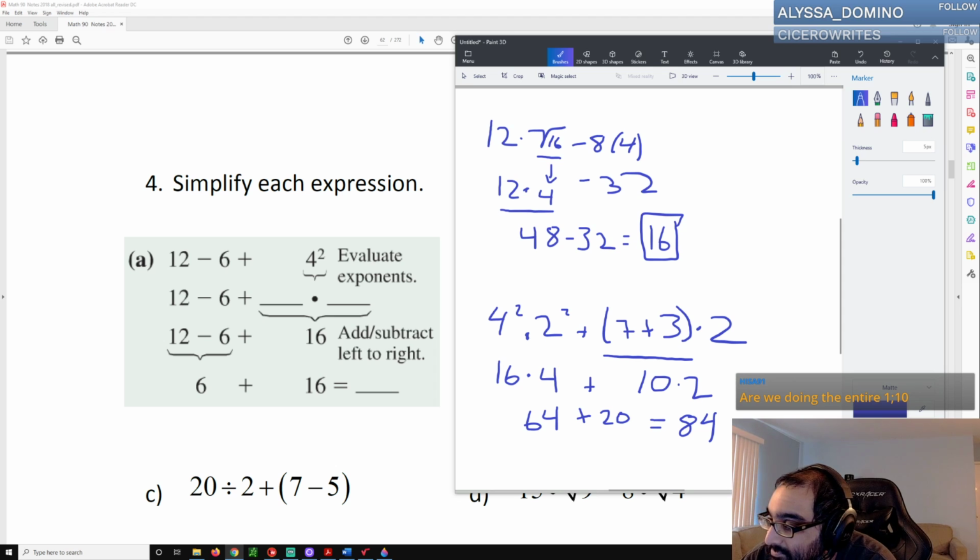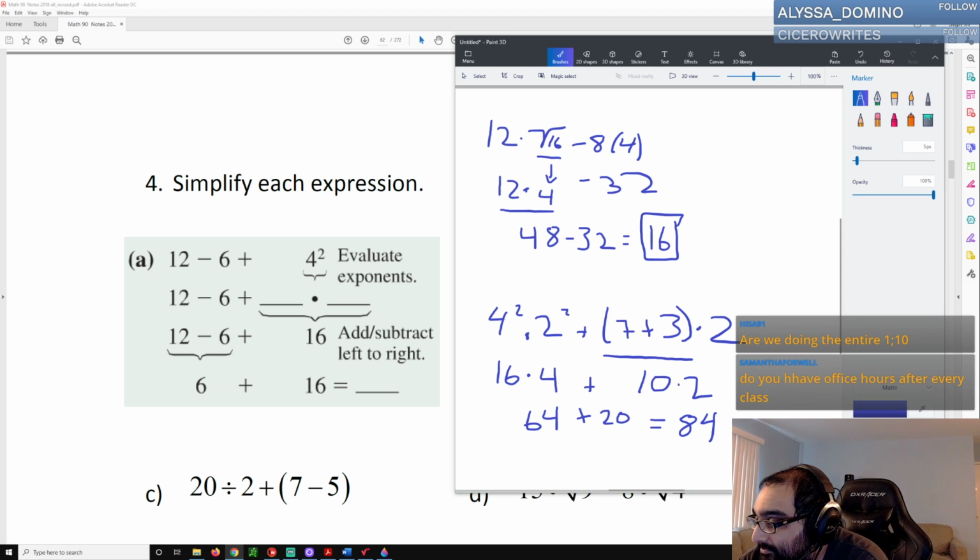Anything else? For Tuesday, yeah, we're going to be doing all of 110. Yep. I have office hours after this class. Not after every class because I have a class before this, which is the same class, same Math 90, but still.